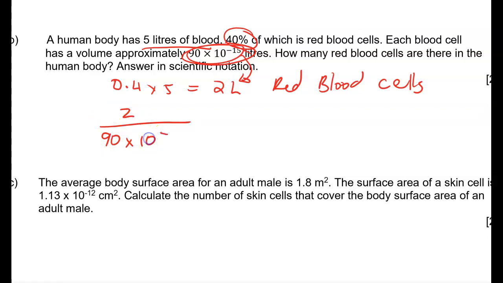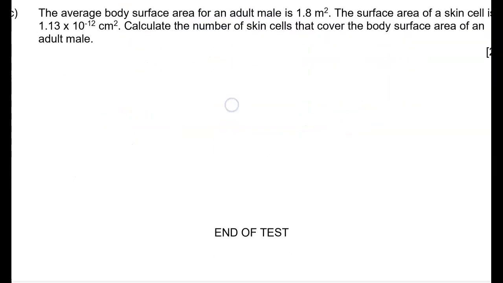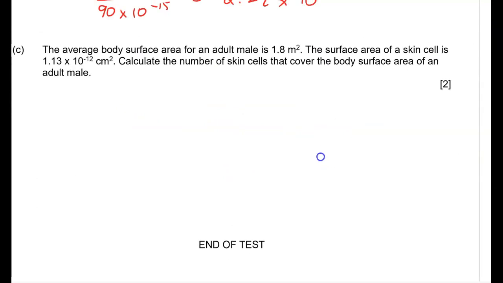Now, you would expect this to be a pretty big number. So for those of you that got something like 10 to the negative 14, that tells you something's not quite right. That should be a plus 13. So that's a pretty big number, which you would expect because we've got a whole heap of red blood cells in the body.